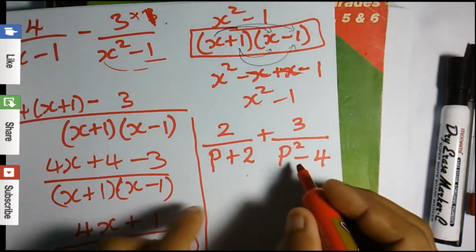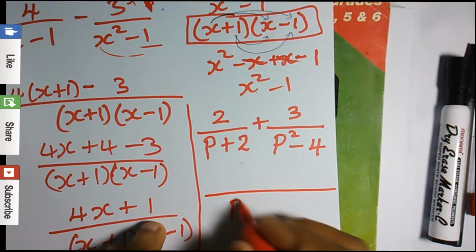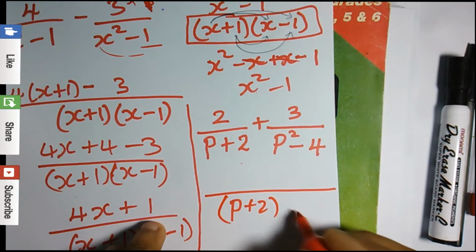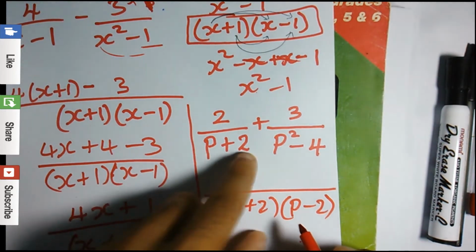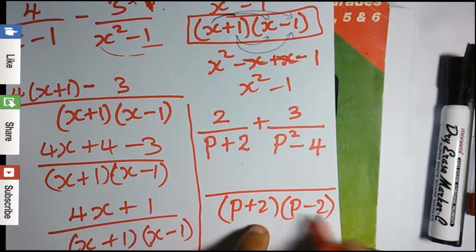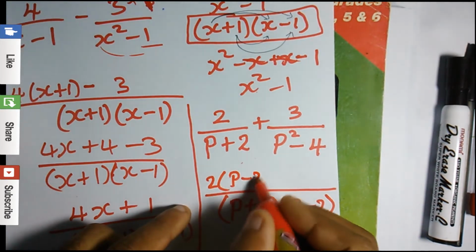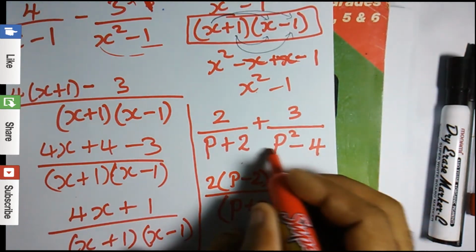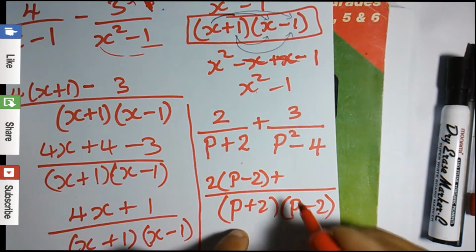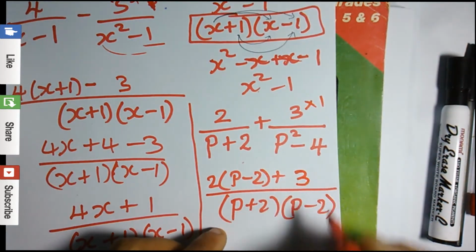So remember, I can rewrite this as p plus 2, p minus 2. So p plus 2 into the LCM goes p minus 2. So it's 2 times p minus 2, plus, bring back down this plus sign, p squared minus 4 into the LCM goes 1. So it's 1 times 3. So we have 3 here.